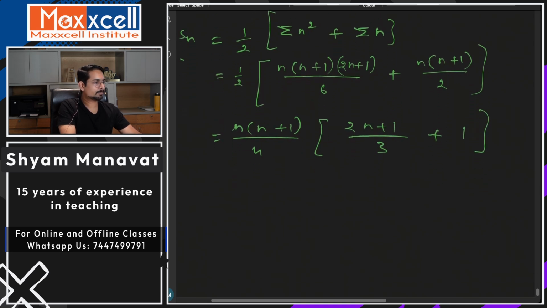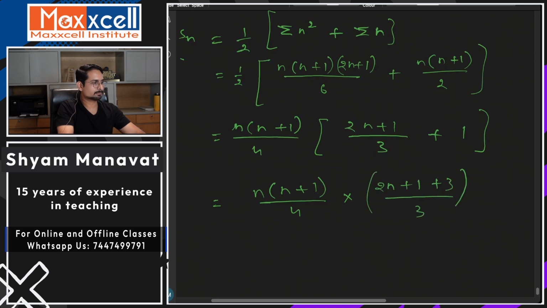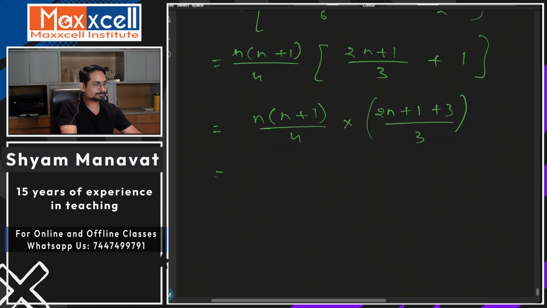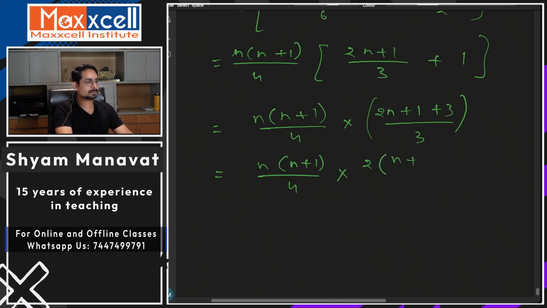Simplify that further. What you get is n plus 1 by 4, and here you get 2n plus 1 plus 3 by 3. Go on, n plus 1, we are not done yet. This will get you 2n plus 4. Can you take 2 common from there? Yes. If you take 2 common from there, you get n plus 2 here, and by 3 as it is.